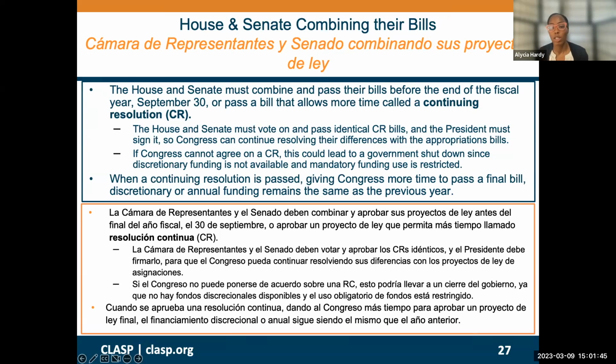When a continuing resolution is passed, giving Congress more time to get to an agreement on a final bill, discretionary or annual funding remains at the same level as the previous year. Continuing resolutions have an expiration date. If final appropriations bills are not passed before that continuing resolution expires, Congress must keep passing continuing resolutions until all 12 bills are passed or risk a government shutdown.